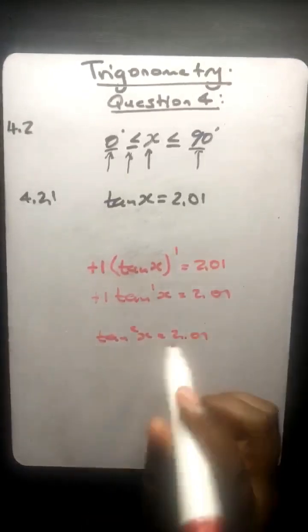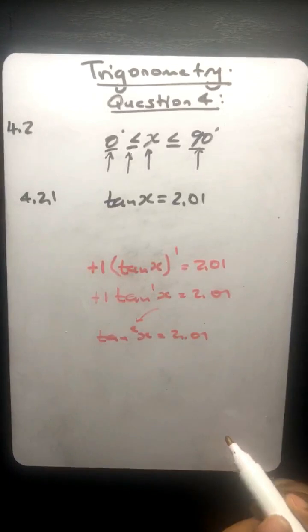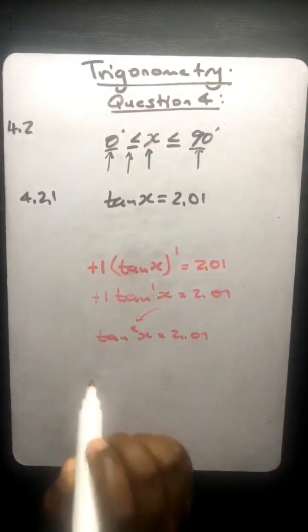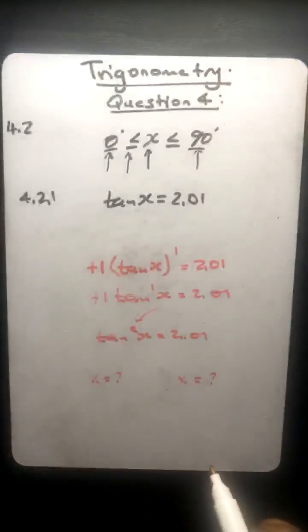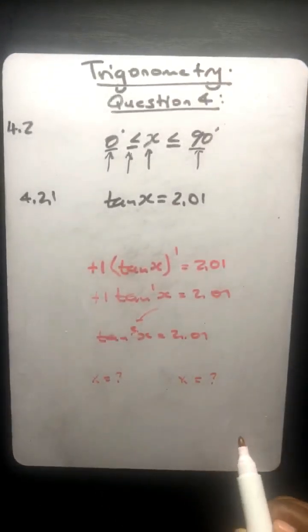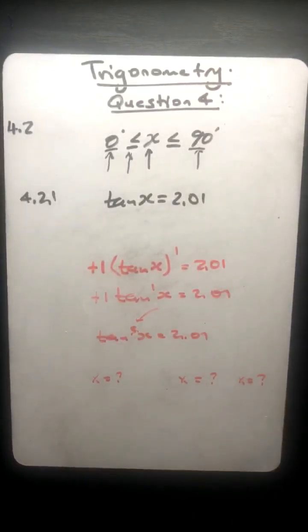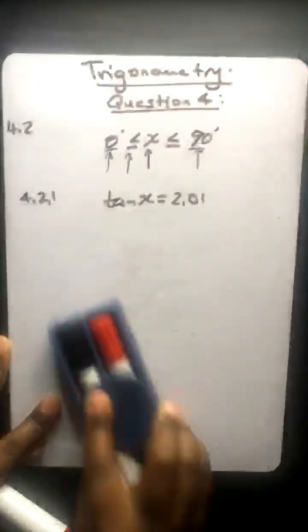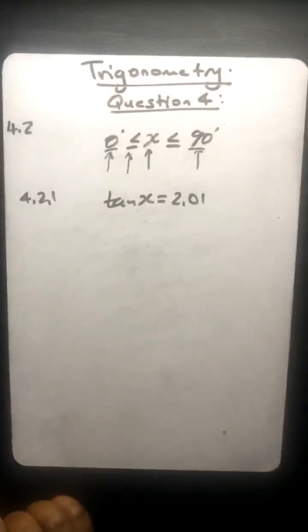This type of equation, because of that 2, is what we call a quadratic equation, which means you are going to have two possible angles, which are represented by x. If it was 3 there, then it's something else, which means you're going to have 3 possible values. So just always remember that when you are looking at a trig equation, it is an equation, but it falls under certain types of equation.